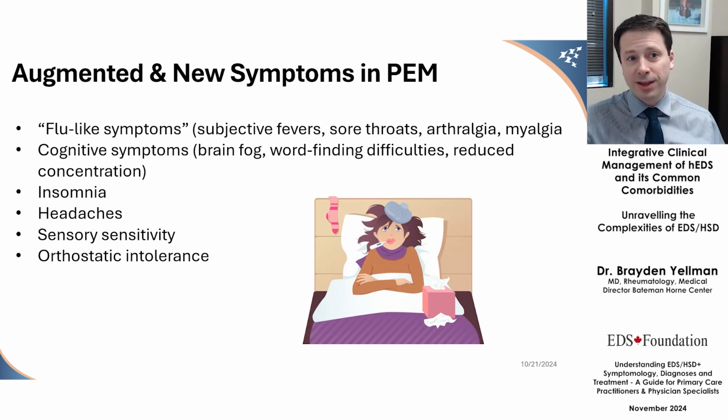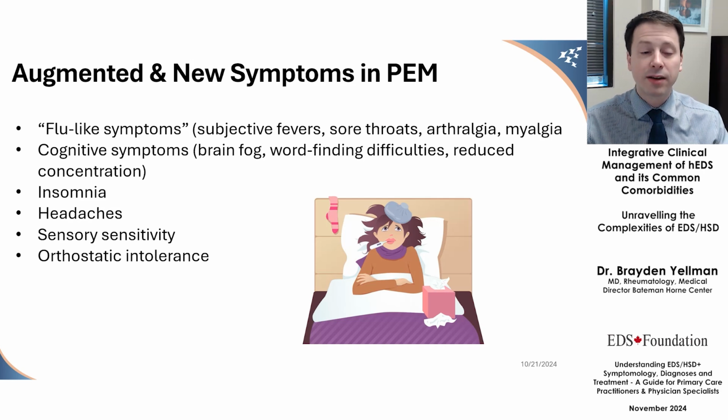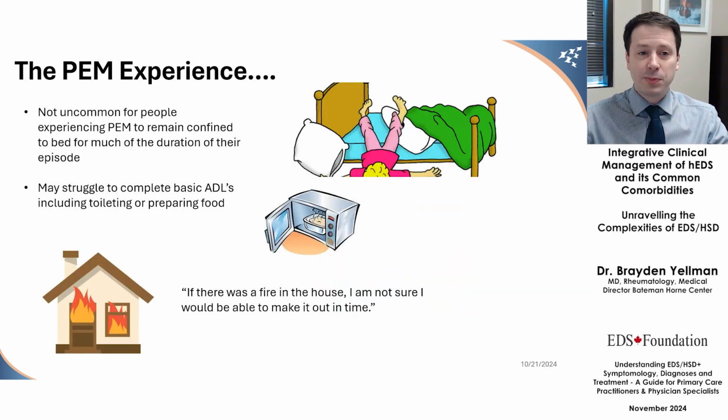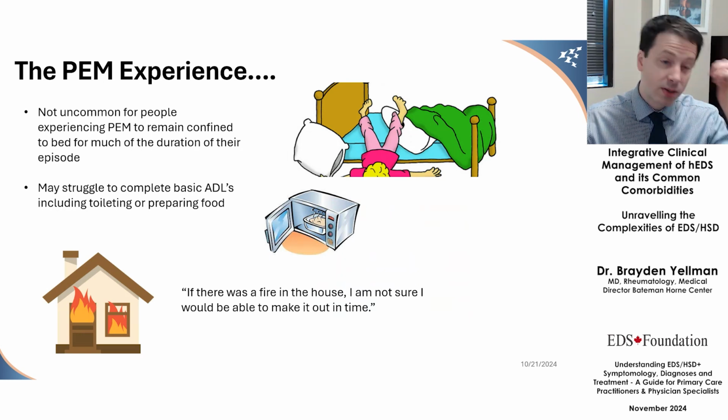So we actually get augmented symptoms of ME/CFS and new symptoms when we're in PEM. We get flu-like symptoms with subjective fever, sore throats, arthralgia, myalgia, cognitive symptoms including brain fog, word-finding difficulties, trouble with concentration, insomnia, headaches, sensory sensitivities, worsened orthostatic intolerance, and worsening of other symptoms of their complex chronic conditions, including things like mast cell activation. It is not uncommon for people experiencing PEM to remain confined to their bed for much of the duration of that episode of post-exertional malaise.